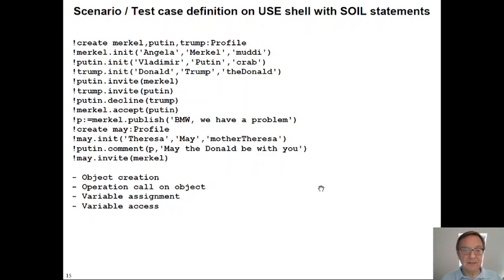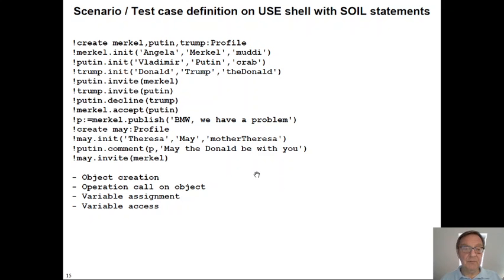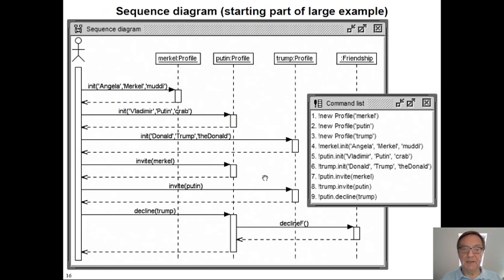The general idea here is that this sequence diagram, the starting part of the larger example, shows the first statements, the first commands from the previous one, namely the Putin decline, and then we have something else which is also happening. So the sequence diagram reflects this scenario up to this part. This is the part of the test scenario that is reflected here.